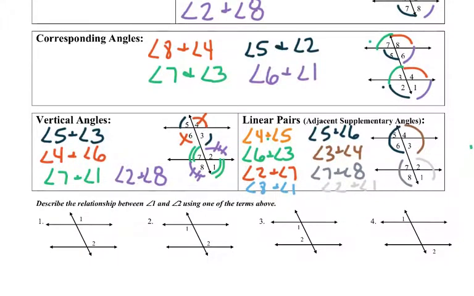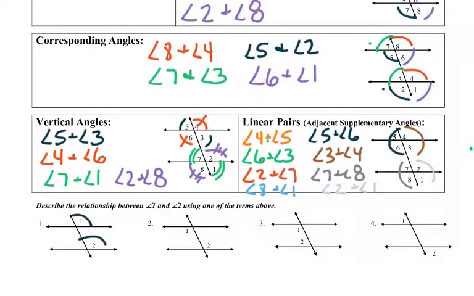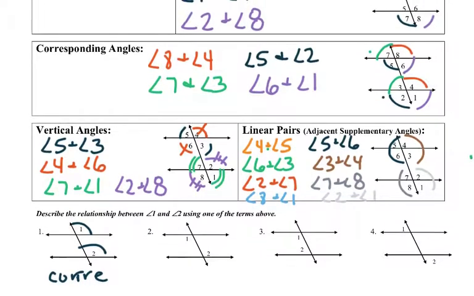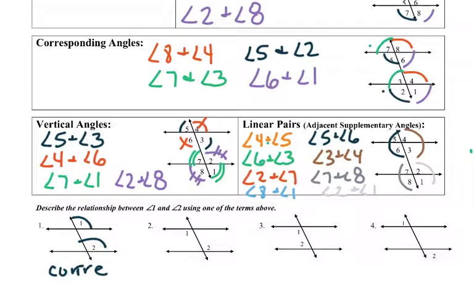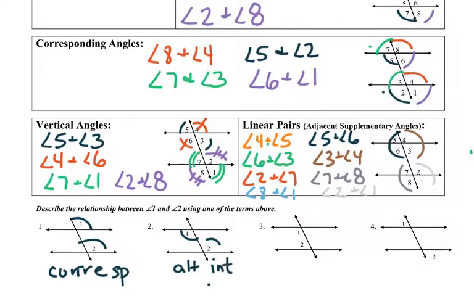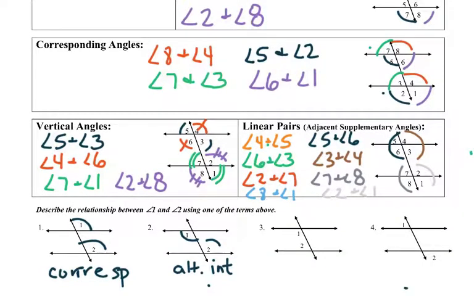So here we're going to just give you a picture, and then you say, well, which pair is it? Do you know which pair it is for this one, angle 1 and 2? You're right, this one's corresponding. And we can abbreviate that if we want, like corresponding, CP. Corresponding. How about angles 1 and 2? You're right, those are alternate interior, or I might just abbreviate it, alt-int. Alt-int, alternate interior. How about number 3?